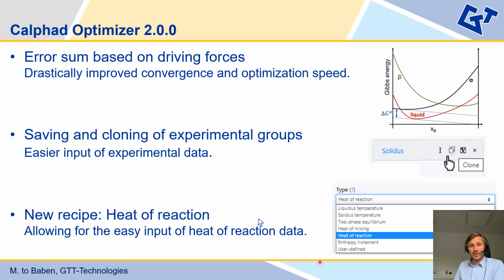Then rather minor improvements compared to the first bullet point. You're now able to clone experimental data groups. There's a new button here, which is just easier if you have several very similar experimental data, so that you don't need to input all of the information that is duplicated twice. And we have implemented a new experimental type or recipe, which is the heat of reaction recipe, a quantity that you quite often would want to optimize.